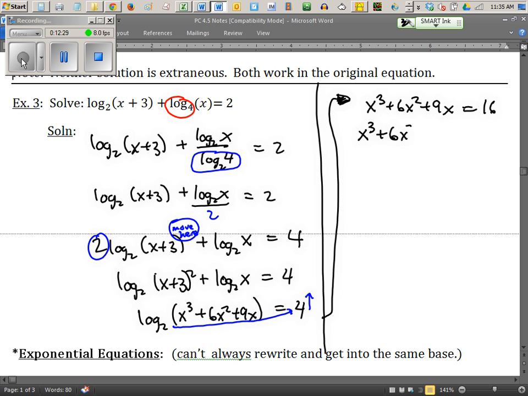So bring everything to one side. Oh my goodness, P's and Q's? Really? Yes, really. P's and Q's is not something you just learn, it's something you use when you need it. It's a tool, okay? Fortunately, I can tell you one of the roots right now. Look at the equation. What number, when plugged in, gives us 0? 16 minus 16, can you guess the number? It's not 2. Nope. It's 1. 1 cubed plus 6 times 1 squared plus 9 times 1 is 16.